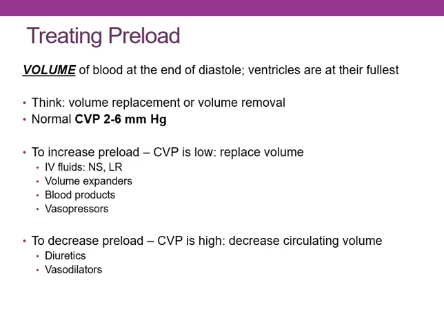All right, so let's talk about treating preload. Preload is the volume of blood at the end of diastole. The ventricles are at their fullest, and we're going to think volume. And when I have a preload problem, I either have too much volume or I have too little volume. And our normal CVP value is 2 to 6. So if my CVP is less than 2, then I have low volume. If my CVP is greater than 6, then I have too much volume. So I have fluid volume overload.